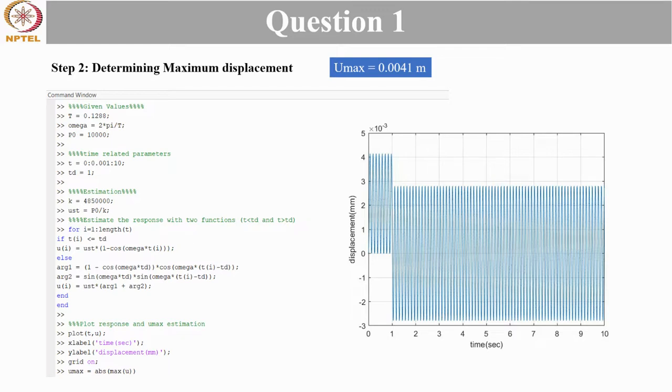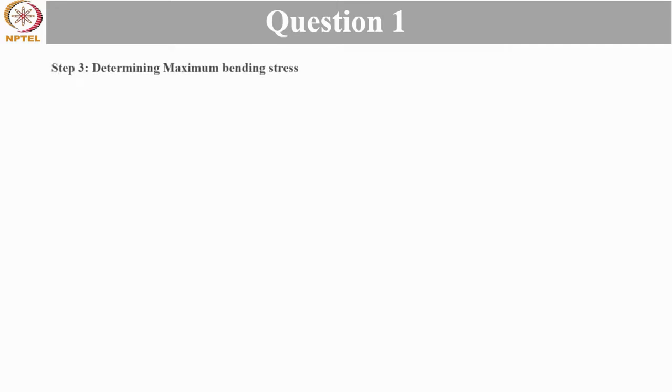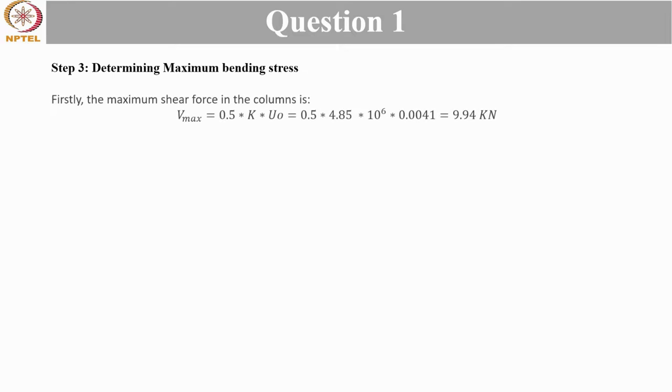Now, once we have determined the maximum displacement, the third step is to determine the maximum bending stress. We have done this question previously also. First, we need to determine the maximum shear force in the column. It is given by 0.5 k u naught, where u naught is the maximum displacement. Substituting all the values, we get a Vmax value of 9.494 kilonewton.